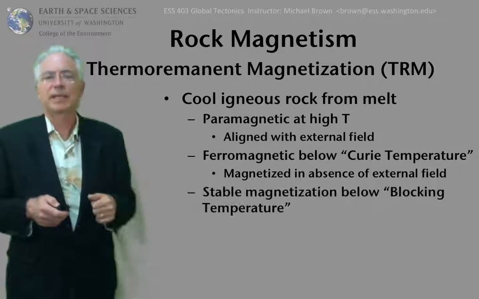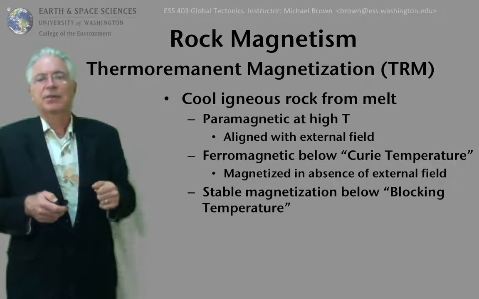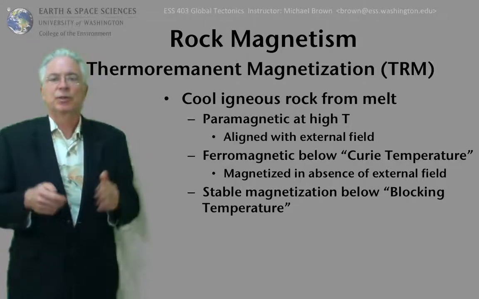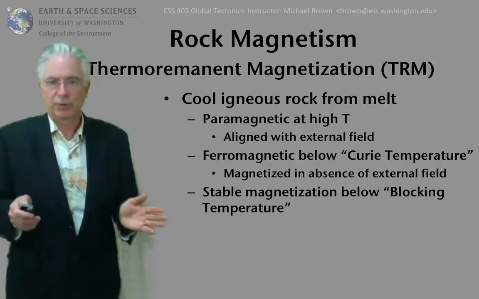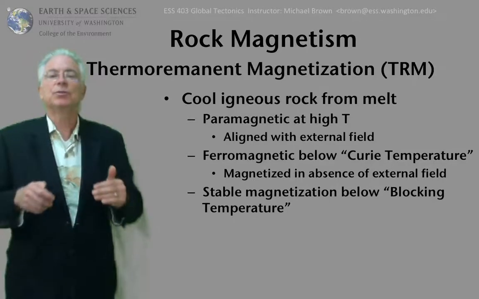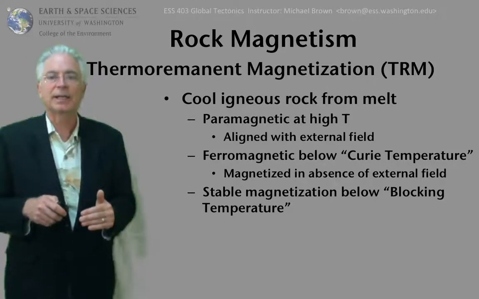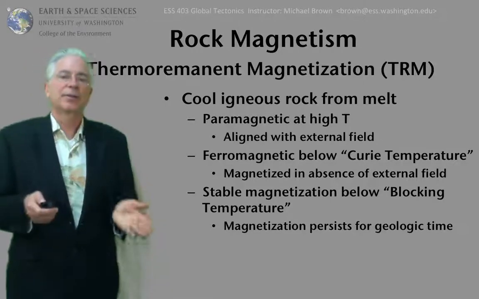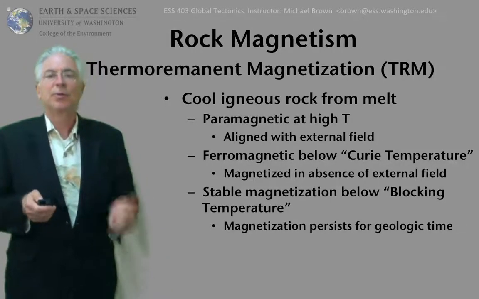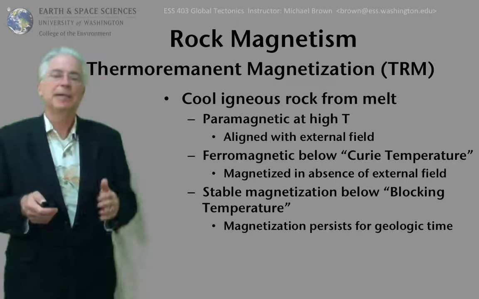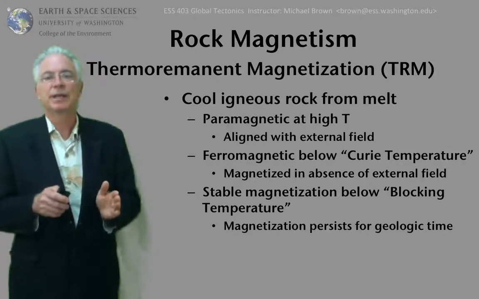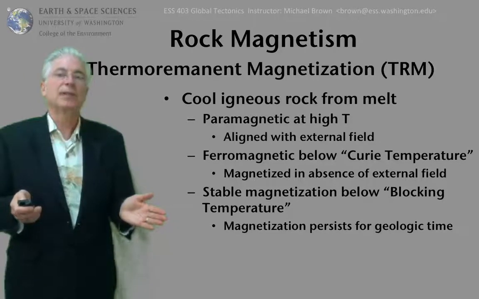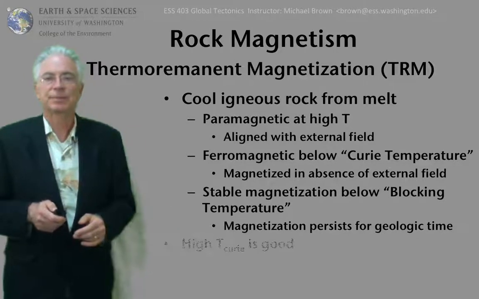Well, there's one more complication: there is yet another temperature called the blocking temperature, and to get a stable magnetization that persists for geologic time, you need to drop the rock below its blocking temperature. And under those conditions, this remnant magnetization obtained by cooling through the Curie temperature gets locked in and remains for millions of years.